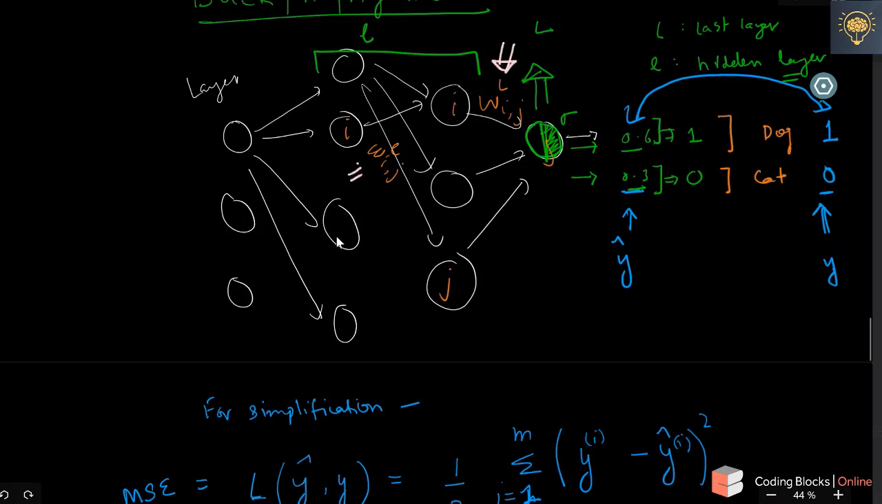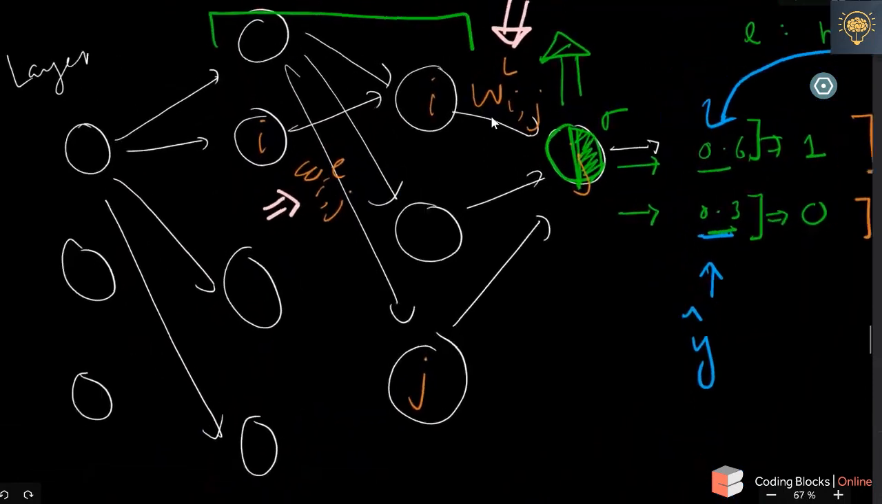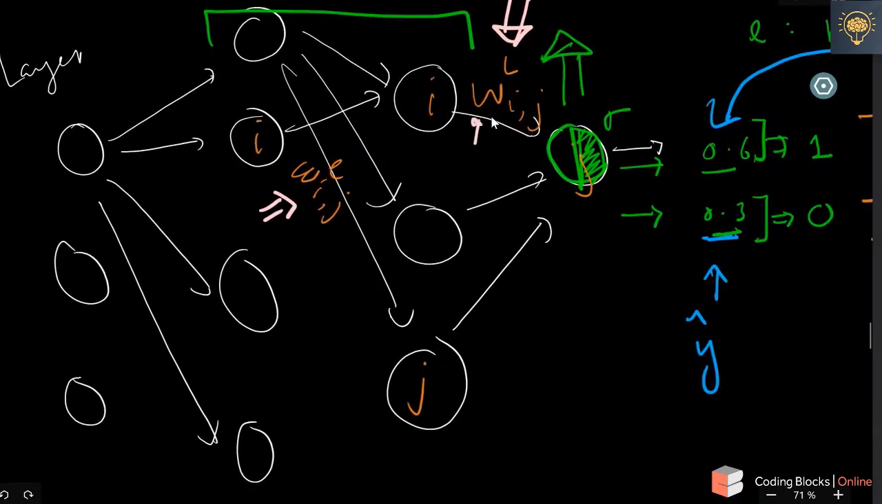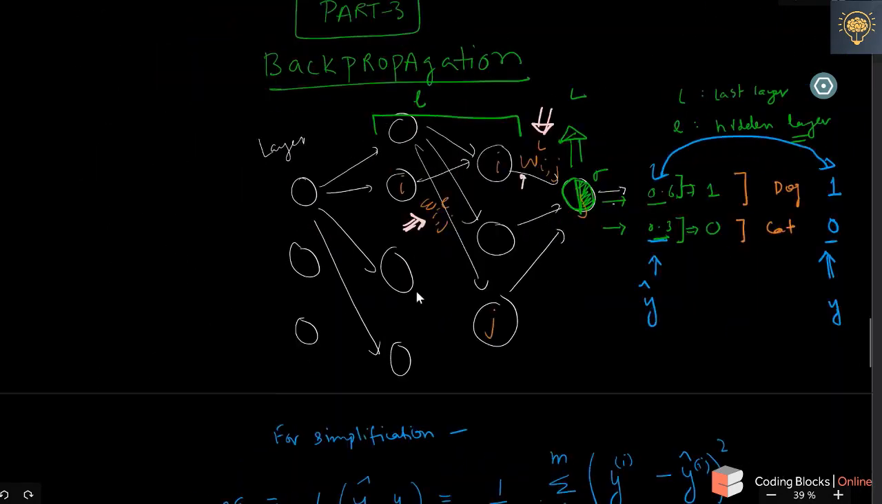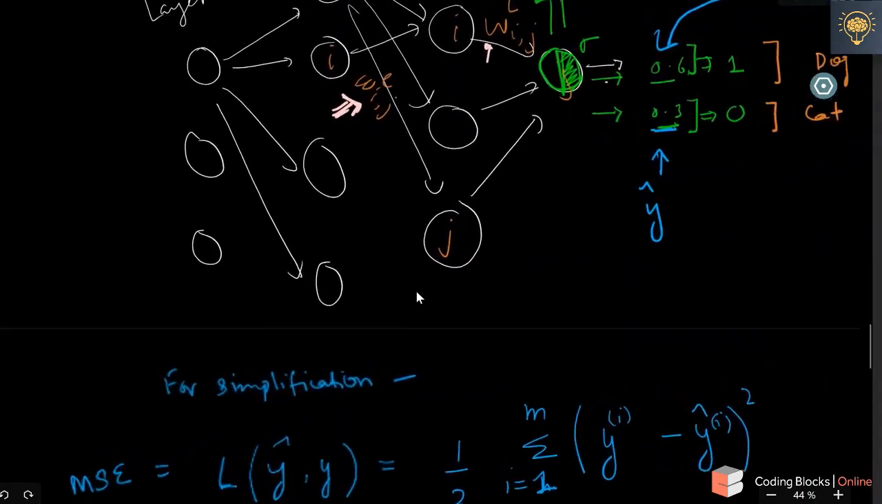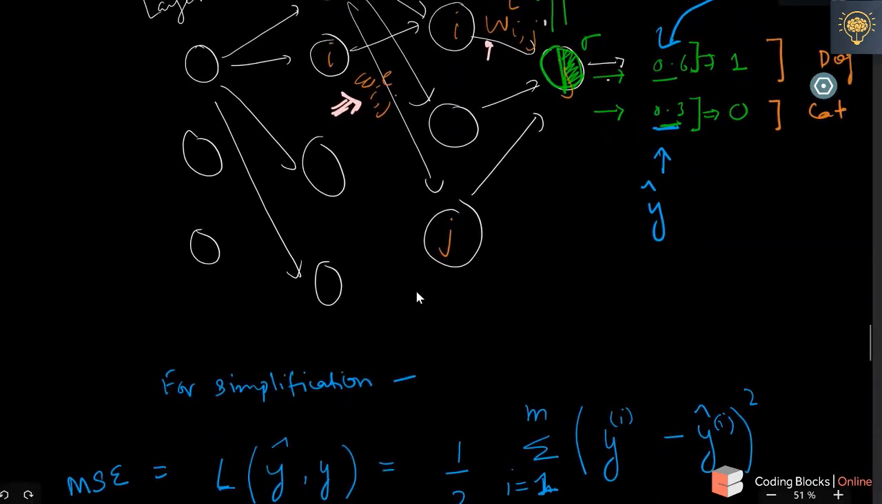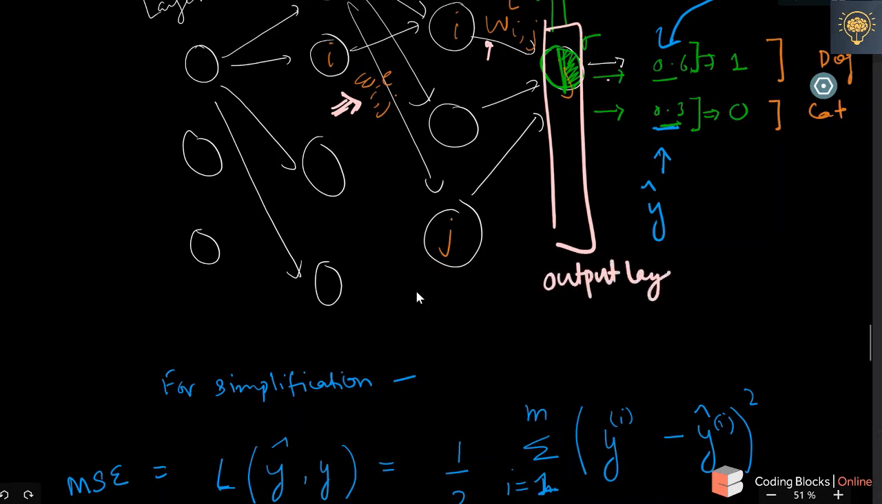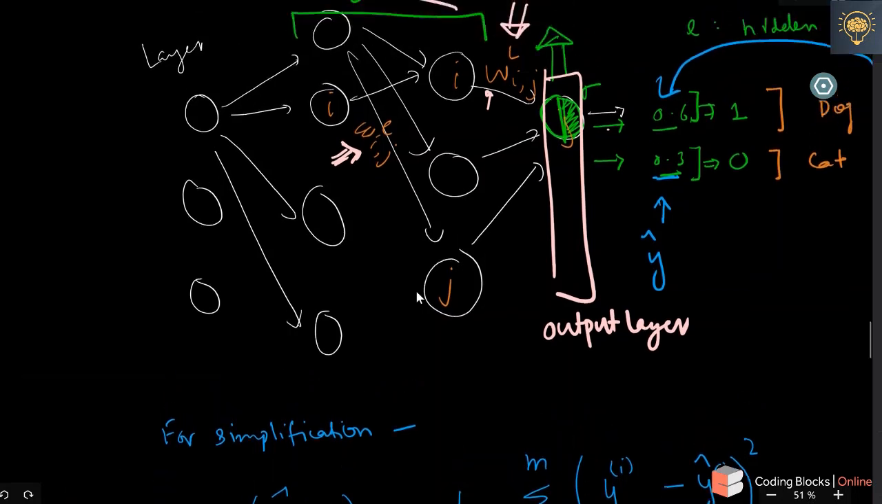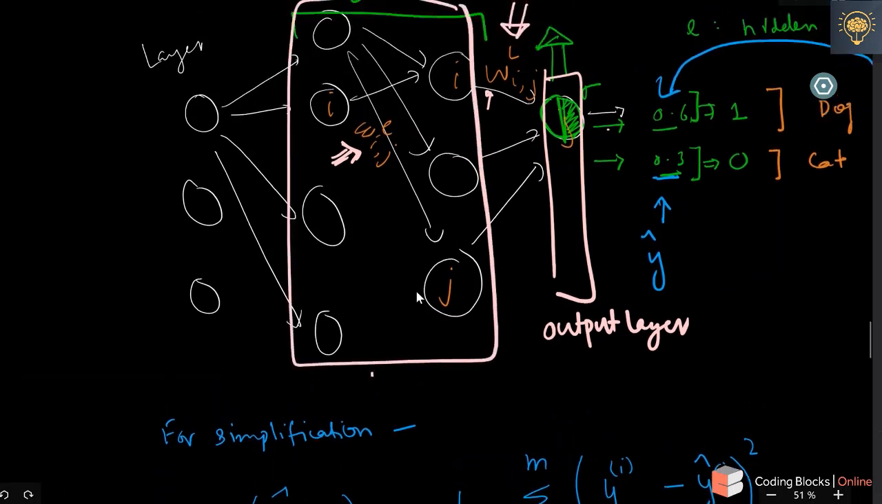So if I make a small change in W of L i j, how does my loss change, or how does my error change, or how does my prediction change? We can clearly see that there are two types of neurons. One is the neuron which is in the output layer. The other type of neurons are the hidden neurons. So these are your hidden neurons. The result is going to be different for both of these neurons.